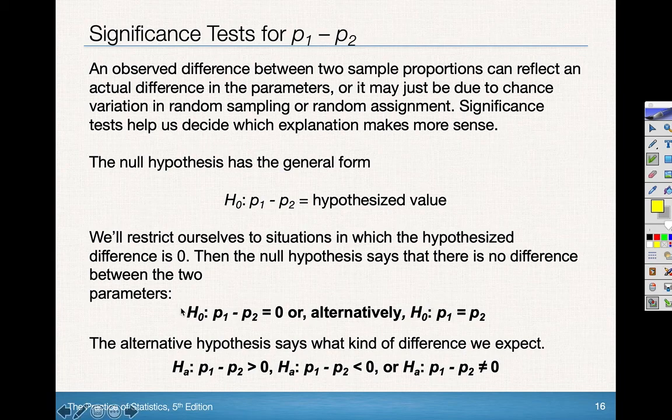Now, our null hypothesis: we're going to restrict ourselves to a null hypothesis where the difference is always 0. So your null hypothesis always looks like this or this: P1 minus P2 equals 0, or P1 equals P2. Whatever way you write the null, you write the alternative similarly: P1 minus P2 greater than 0, P1 minus P2 less than 0, or P1 minus P2 not equal to 0. If you wrote it like this, just change the symbol between them to less than, greater than, or not equal to, so it stays consistent.